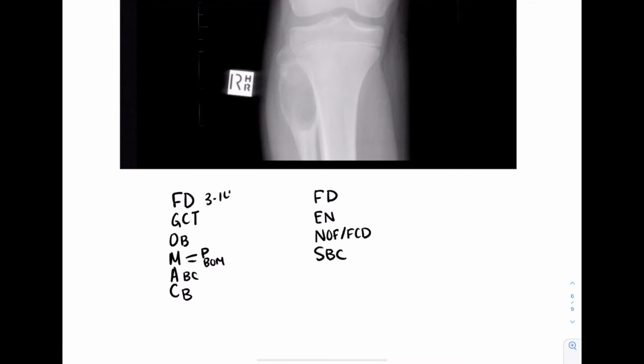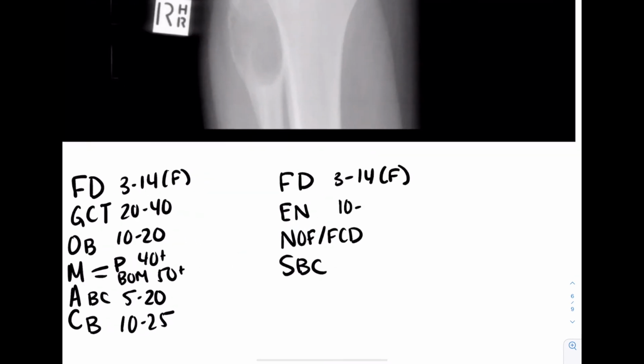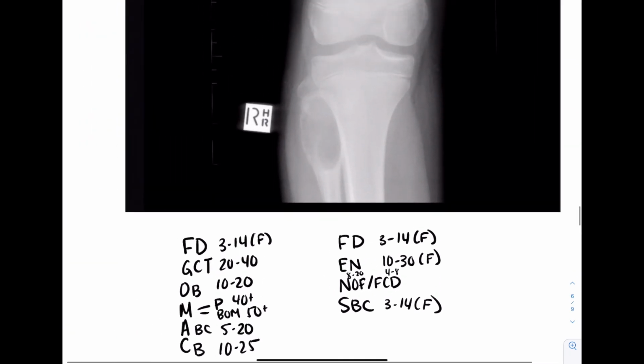Let's do ages. 3 to 14, keep it forever. 20 to 40, 10 to 20, 40 plus, 50 plus. ABC is 5 to 20. CB is going to be 10 to 25. And chondroma is 10 to 30, but you keep it forever. This one is 8 to 20, and this one is 4 to 8. I didn't put fibroxanthoma on this list because I already knew it was a child. And then our simple bone cyst is going to be 3 to 14, but you keep it forever. Okay, so now I know they still have a growth plate.